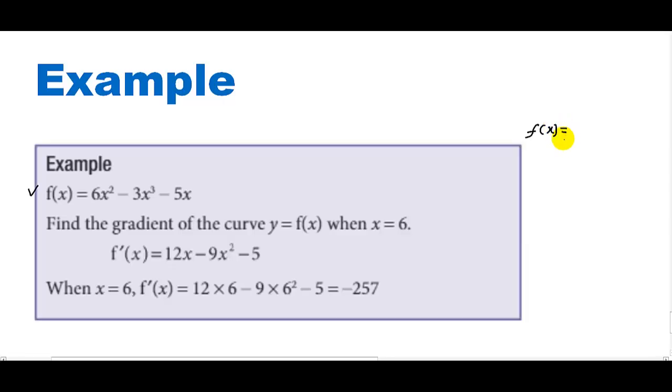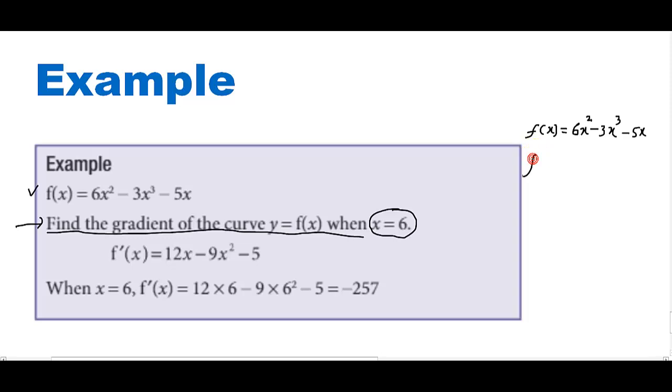This is the function, and you know that we can draw the graph of a function. This is 6x squared minus 3x cubed minus 5x. Now what we have to do is find the gradient of the function, meaning the curve, at x equal to 6. Student, we have to find the gradient without drawing the graph. So how do we find the gradient of a function without a graph?